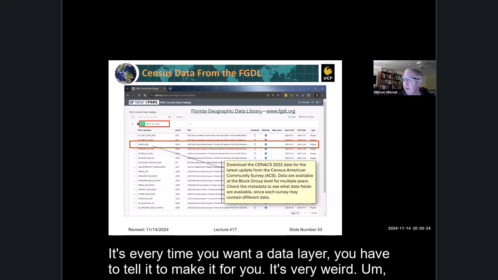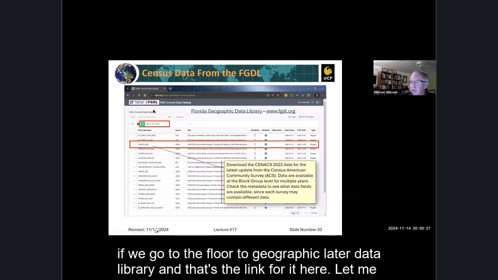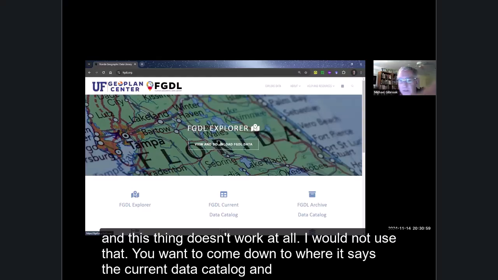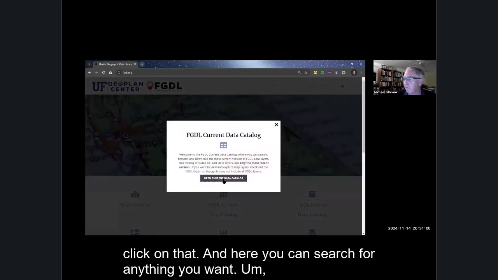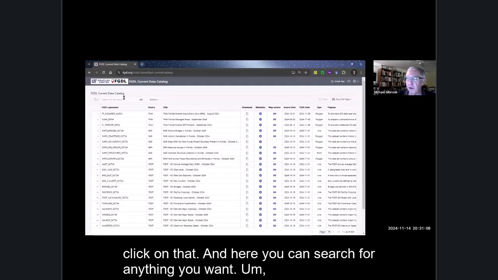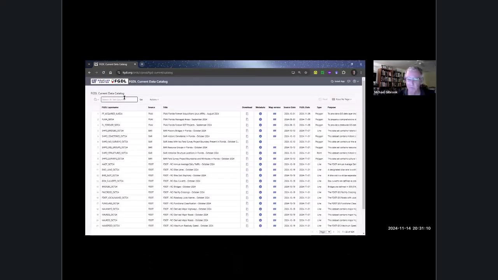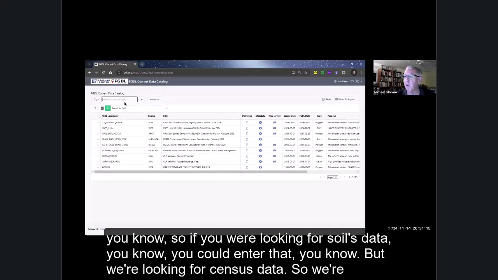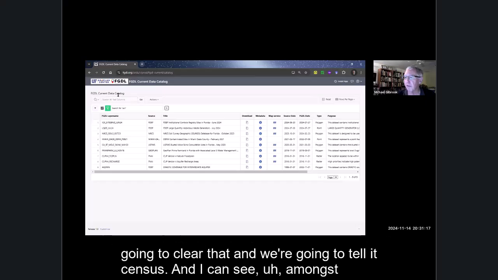It's very weird. If we go to the Florida Geographic Data Library, and that's the link for it here, let me go ahead and go to that live. You don't want to use this Explorer because this is terrible. They redesigned the website and this thing doesn't work at all. I would not use that. You want to come down to where it says the current data catalog and click on that. And here you can search for anything you want. So if you were looking for soils data, you could enter that, but we're looking for census data. So we're going to clear that.